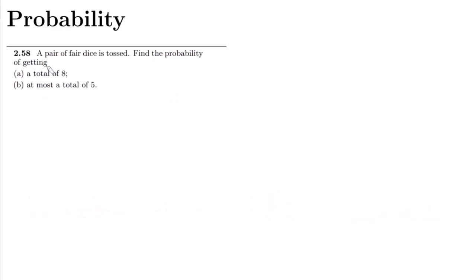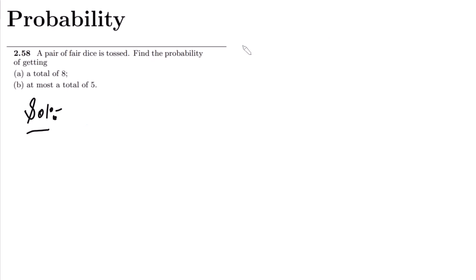So this is question 2.58. The statement of this question is: a pair of fair dice is tossed. Find the probability of getting A, a total of 8, B, at most a total of 5. That is basically the question. In solving this question, what is the first step? In the first step, what do I have to do? I have to find the sample space.